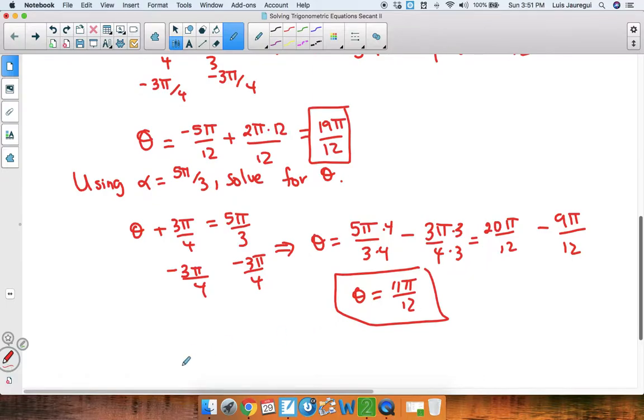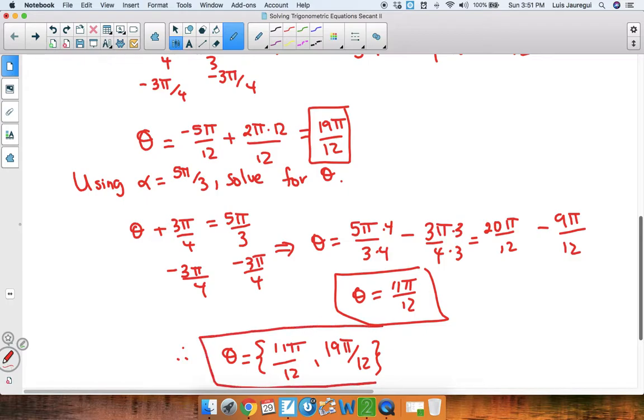So we can say, therefore, that the values for theta that will satisfy this particular equation are 11 pi over 12 and 19 pi over 12. And those are the solutions to the original equation.